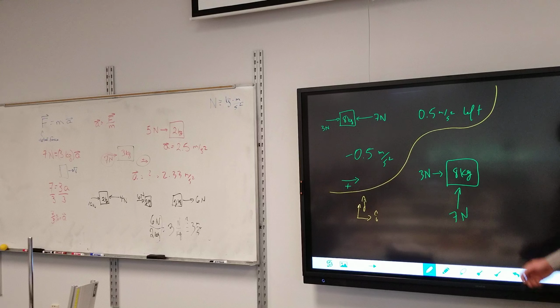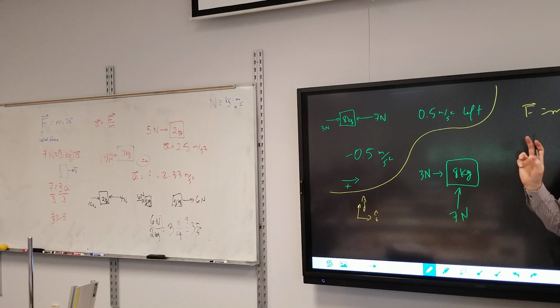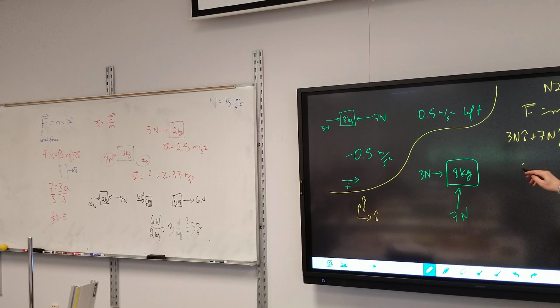All right, so we're plugging into F equals ma, Newton's second law, or shorthand, N2L. What's the total force then? 3 N I hat plus 7 N J hat is equal to 8 kilograms times the acceleration. So the math problem we're dealing with is basically 3 I hat plus 7 J hat is equal to 8 A. That's the math problem we're working with. How do you solve for A?